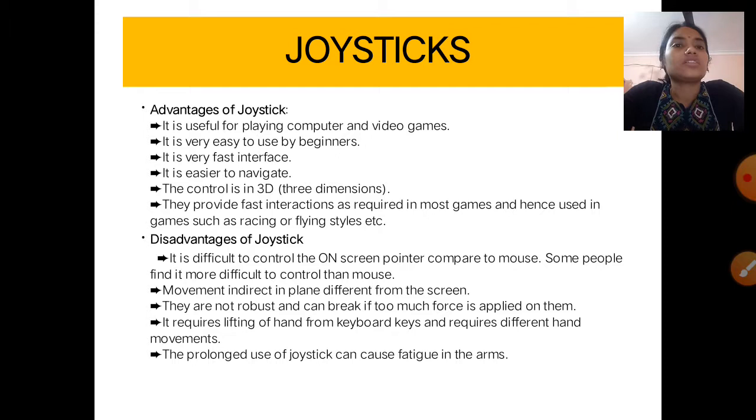Let us discuss what the disadvantages are. It is more difficult to control the on-screen pointer compared to a mouse, so some people find it more difficult to control than a mouse. Movement is indirect, in a plane different from the screen. They are not robust and can break if too much force is applied on them. It requires lifting the hand from the keyboard keys and requires different hand movements.